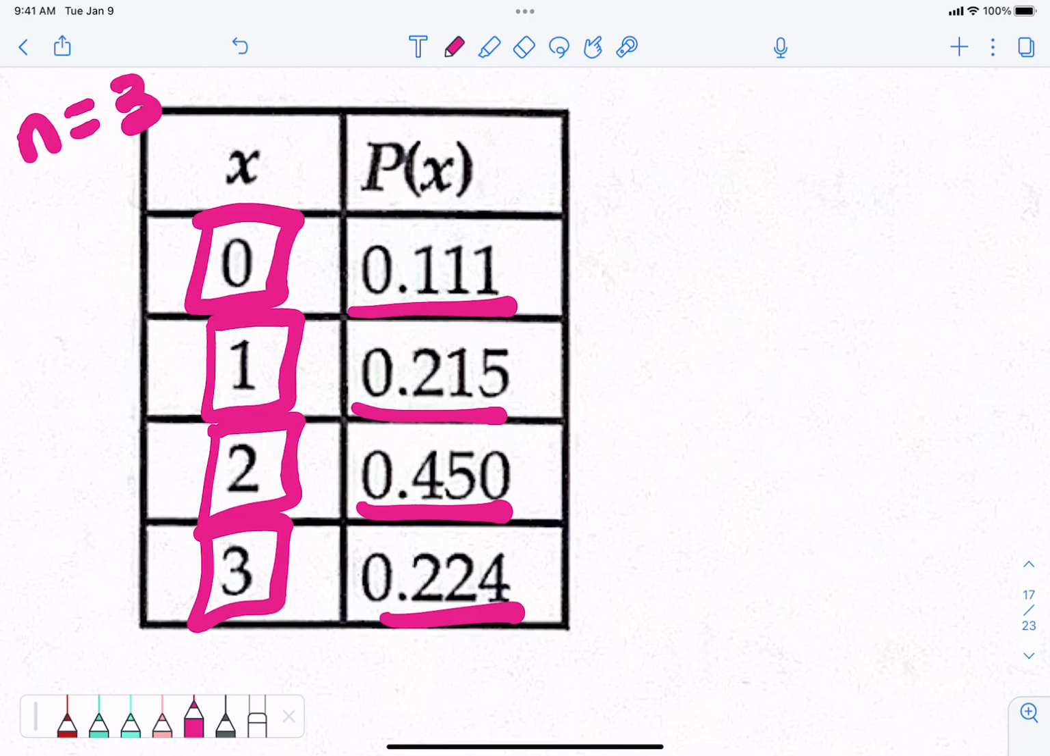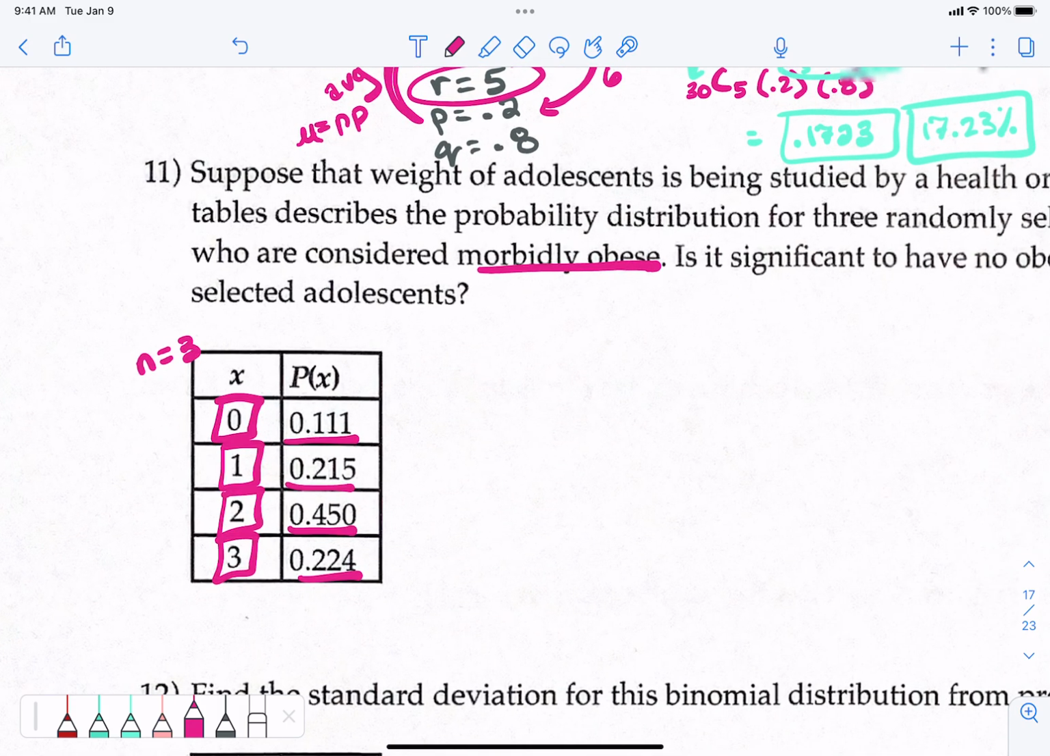That's bad. Okay, this is happening with the most frequency. 2 out of 3 being obese, that's still a majority. Yikes. Okay, anyway.